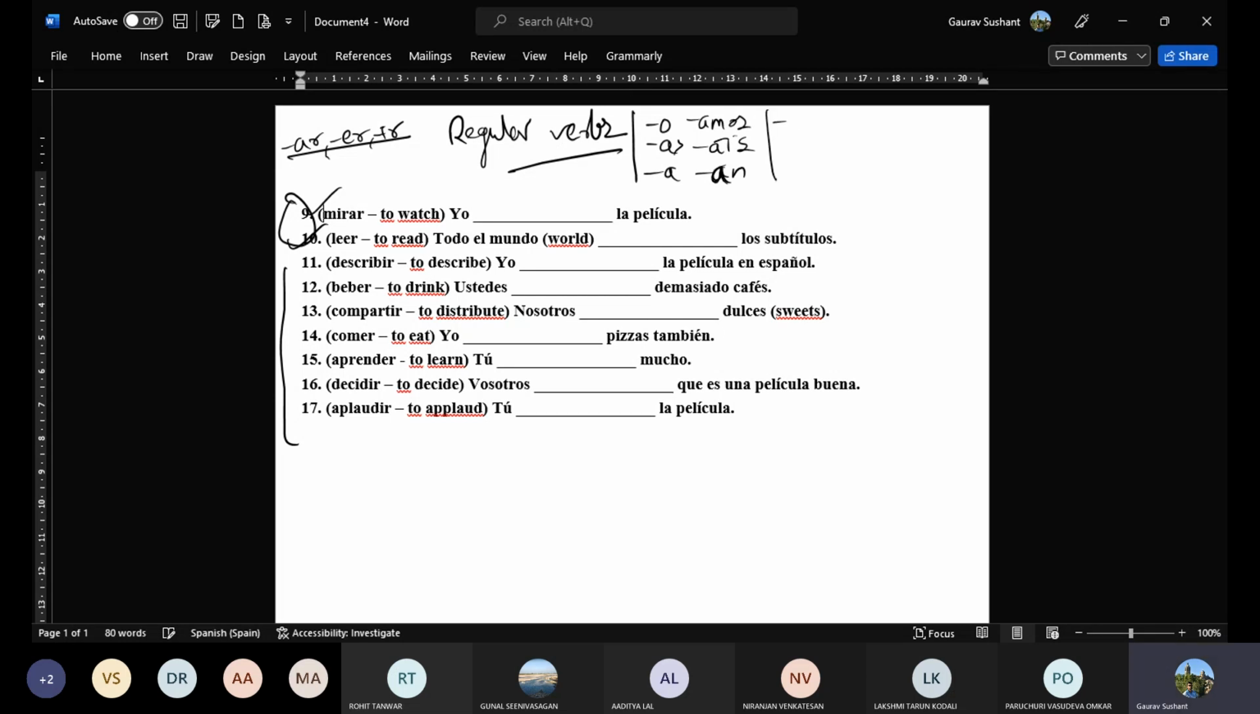Then if it is ER ending, it will be O, ES, E, Emos, Éis, and En. Last one again, O, ES, E, then Imos, Ís, and again En. So this is the ending. So if you remember these endings, you can do the conjugation of any regular verb. Okay.